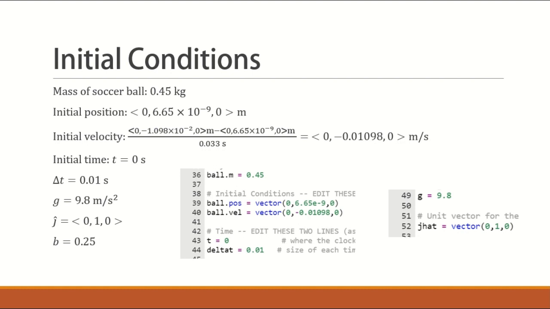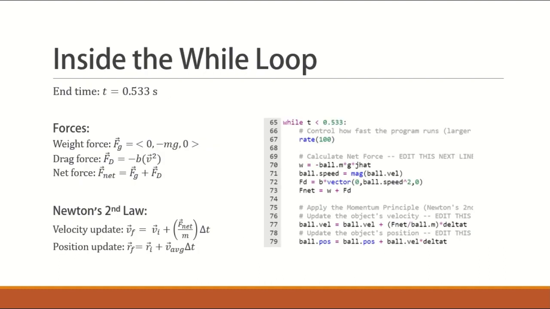Little g is the gravitational acceleration near the surface of the Earth and equals 9.8 meters per second squared. J hat or y hat points in the upward direction. B is the drag proportionality constant. In this class, we were told to use trial and error to find the most accurate predictive results compared to the experimental results. In my case, I found 0.25 to work best. Inside the while loop, the last time recorded in Tracker was 0.533 seconds.